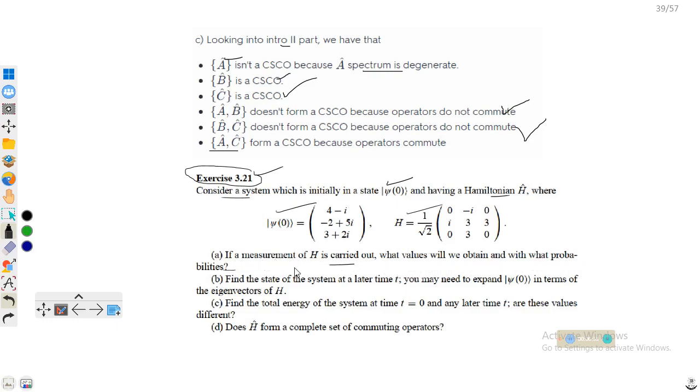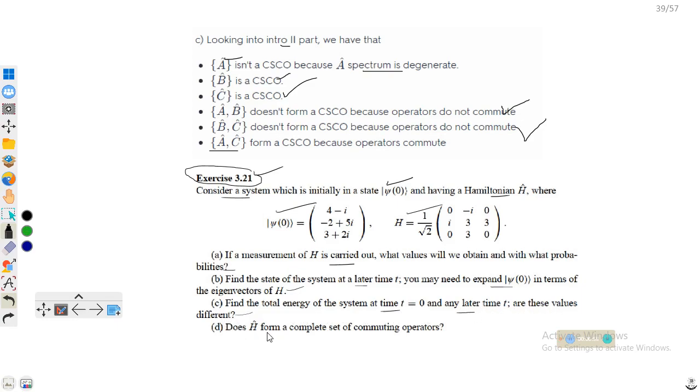We have to find the eigenvalues of H, and then we have to find their probabilities. Find the state of the system at a later time, for which we will definitely use the time-dependent Schrodinger equation. You may need to expand psi of 0 in terms of the eigenstates of H. Then find the total energy of the system at time t = 0 and at a later time t. Are these values different?